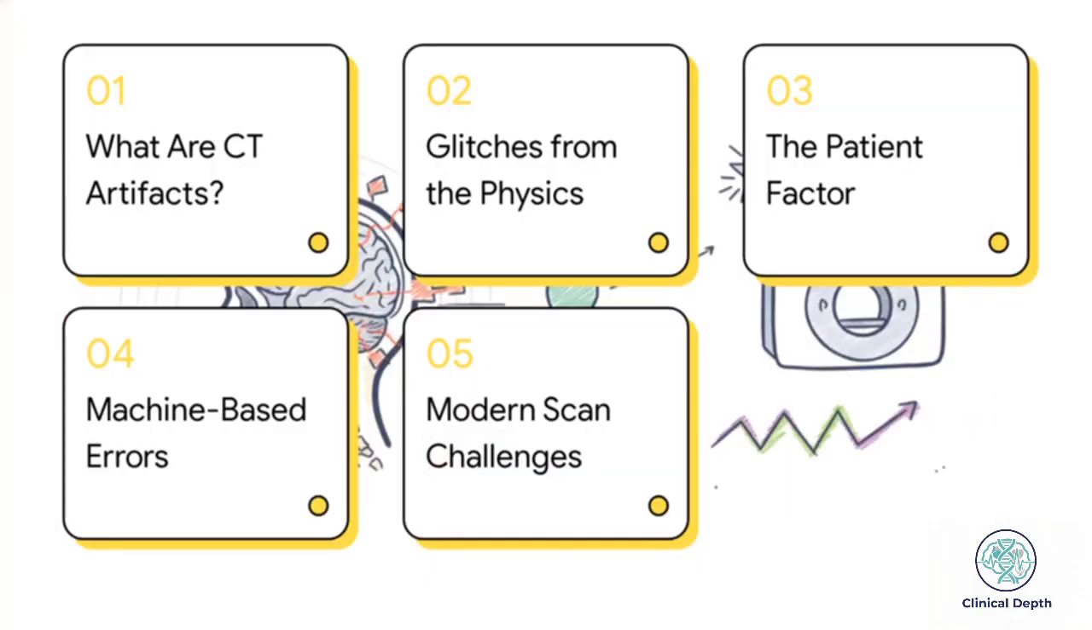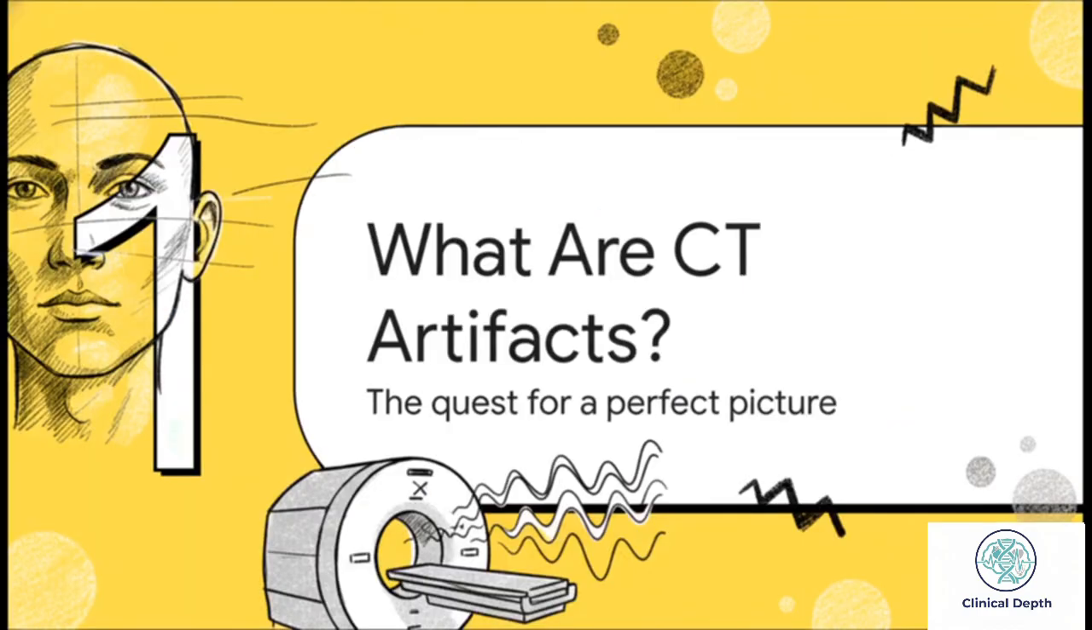where they come from. So here's our game plan. First, we'll nail down what a CT artifact actually is. Then, we'll dive into the main culprits, glitches caused by the laws of physics themselves, then the patient factor, then errors from the scanner, and finally, we'll look at some of the weird new challenges that pop up with cutting-edge scanning tech.